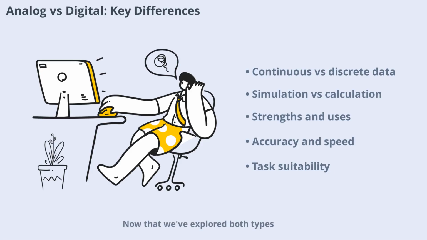Now that we've explored both types, let's compare analog and digital computers directly. Analog computers handle continuous data and are great for simulating real-world systems. Digital computers, on the other hand, process discrete data and excel at accuracy, speed, and flexibility. Each type has its strengths and ideal uses, depending on the task at hand.